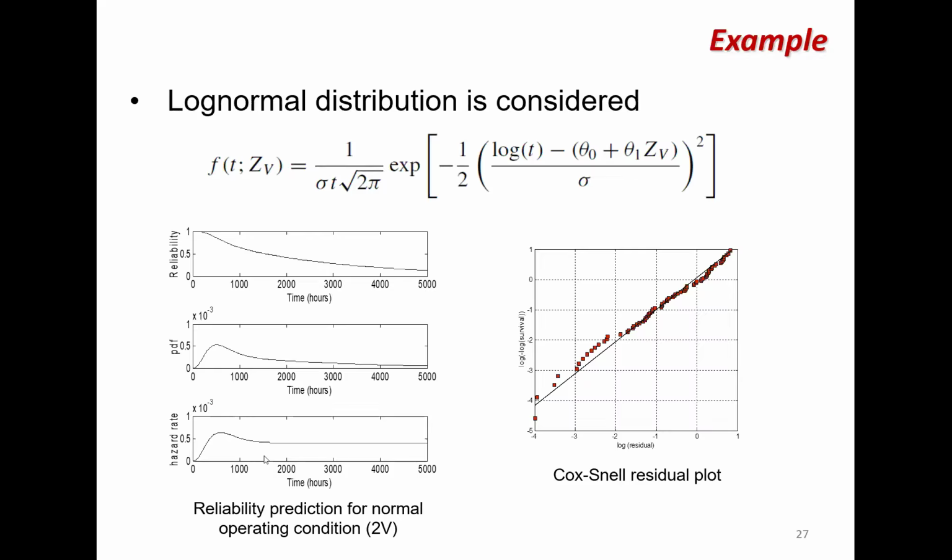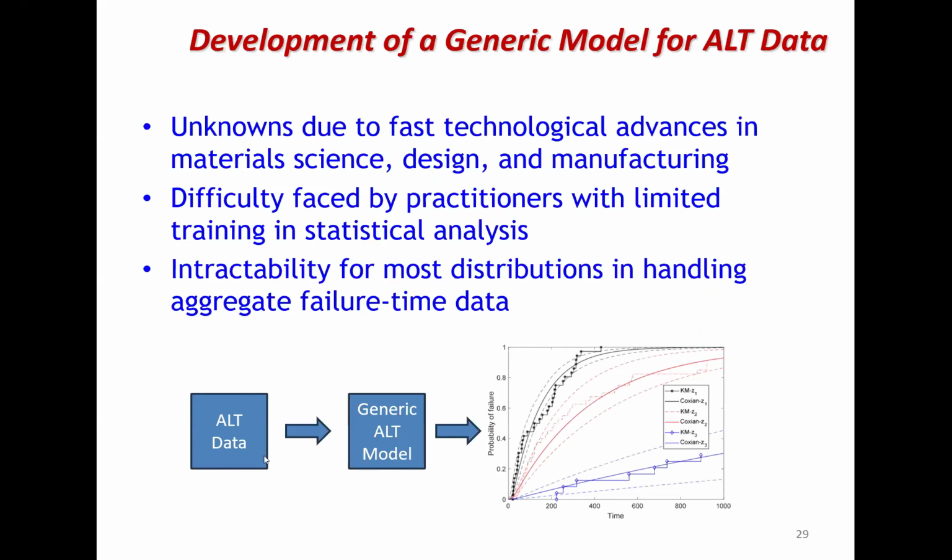So you may think the model may not be the best model, and we probably can do something to improve it. Now, we would like to highlight some of the existing and new challenges. First of all, when you talk with reliability engineers in the field, a lot of them do not have a strong statistical background. Also, in modern days we are developing new devices using new materials. There are so many unknowns due to fast technology advances in material science, design, and manufacturing. So some new materials are new to us.